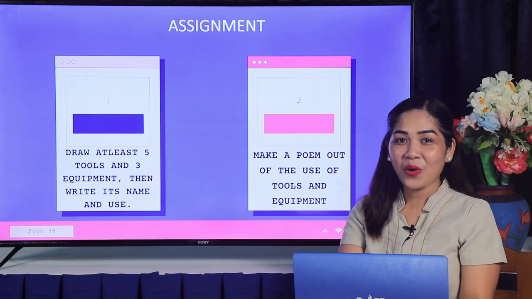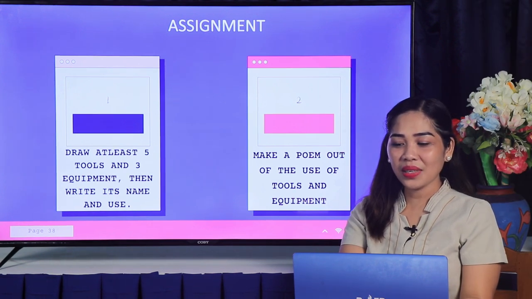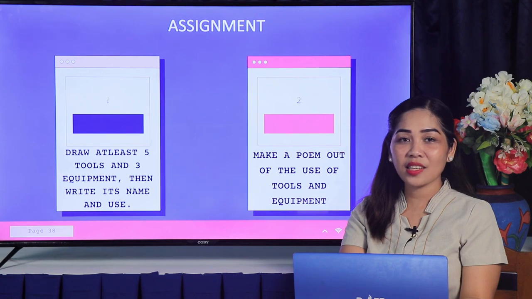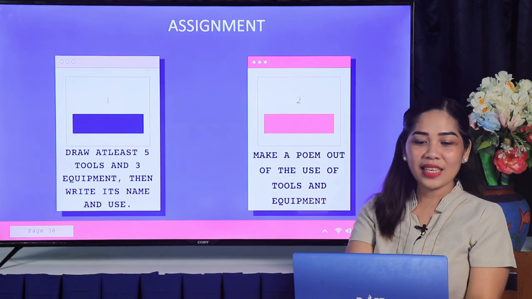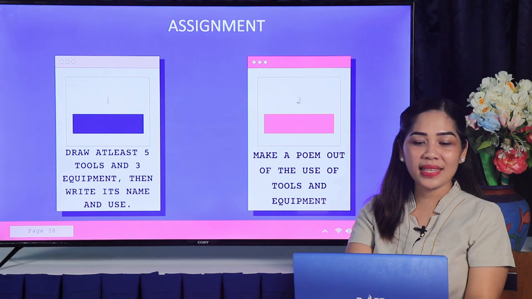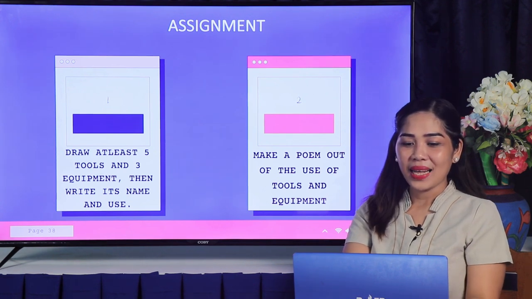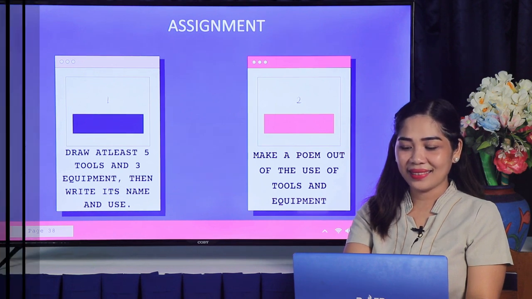And now, for your hashtag TLE Life Skills assignment, choose only one from the following tasks that you love most. Number 1. Draw at least 5 tools and 3 equipments, then write its name and use. Number 2. Make a poem out of the use of tools and equipment.